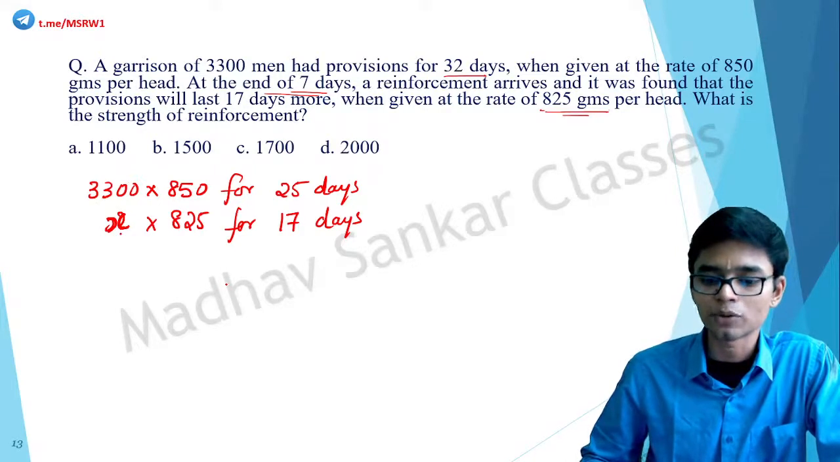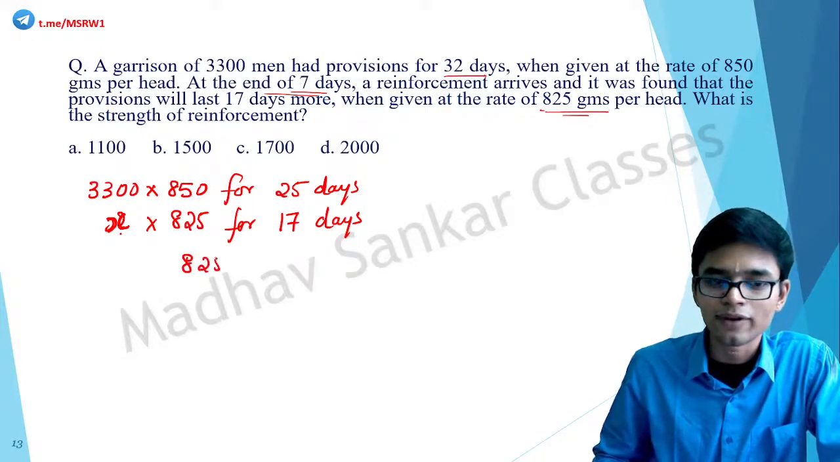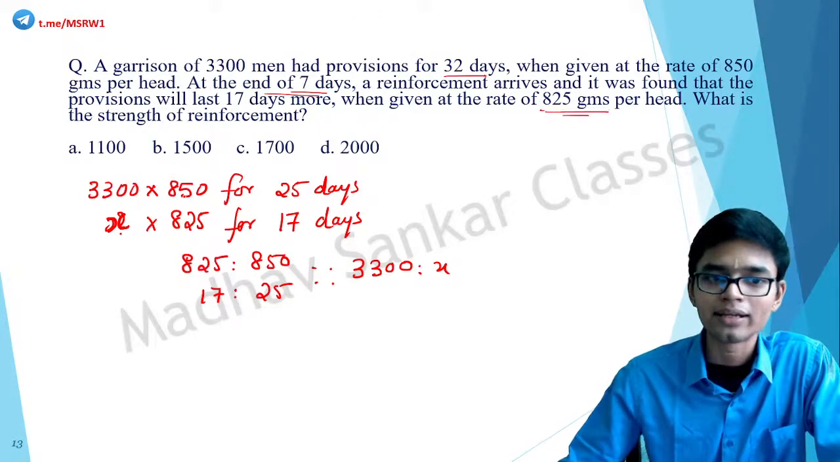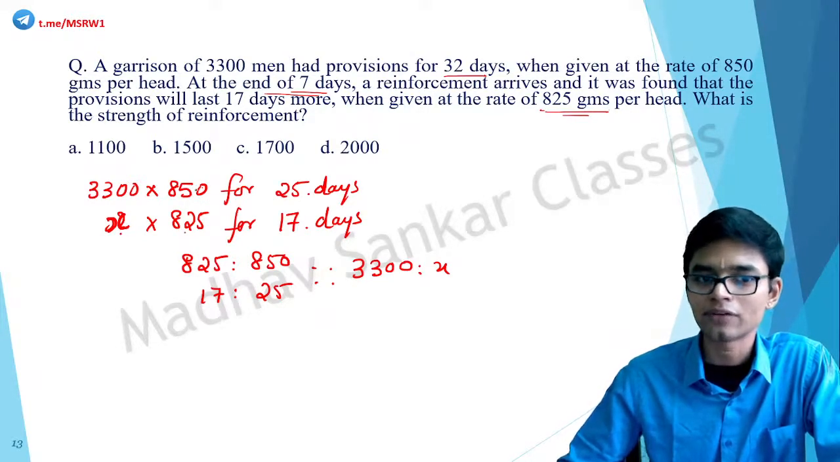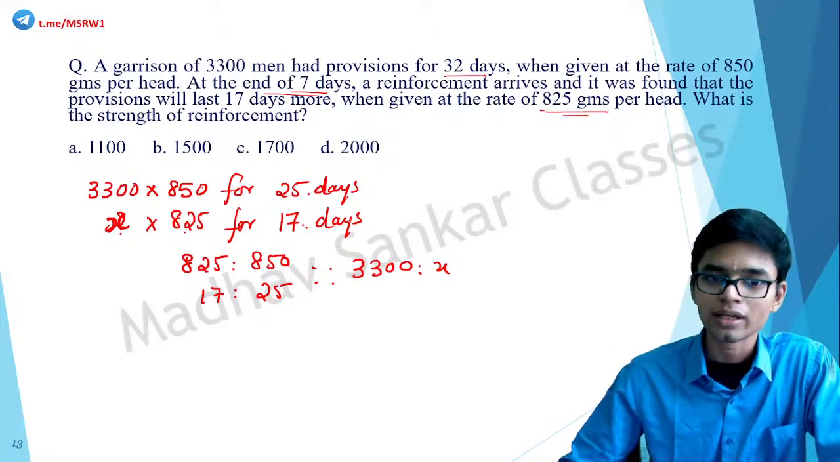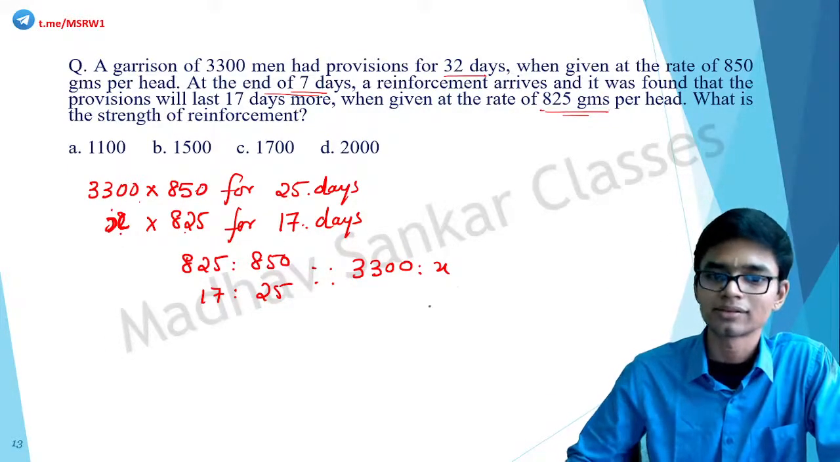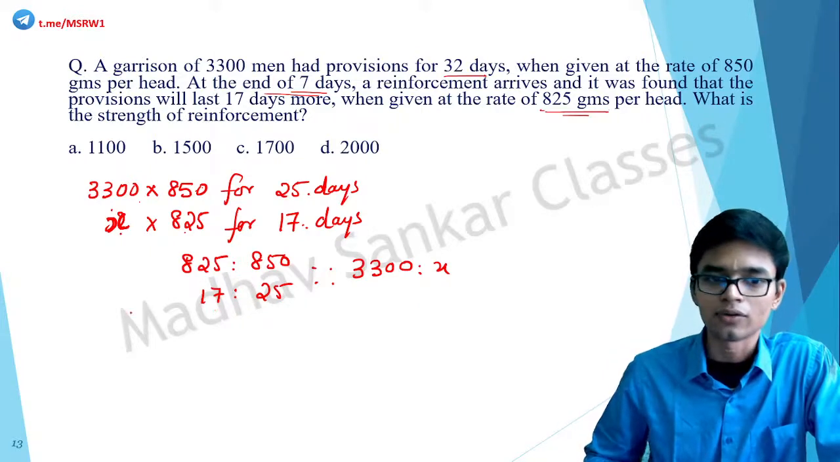So how would you put this in ratio proportion form? 825 is to 850, corresponding values 17 is to 25, as 3300 is to X. Correct? Did you understand this? 825 is to 850, so 17 is to 25. In the other ratio it is opposite, so 3,300 is to X. And now simply solve.